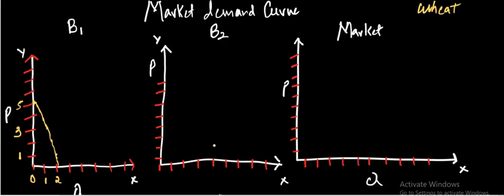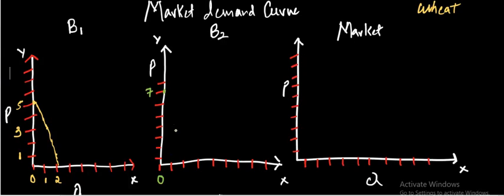On the other hand, let us assume that buyer 2 is going to buy nothing when the price is 7. 1, 2, 3, 4, 5, 6, and 7. So the 7 is here. So let us assume that the buyer is going to buy nothing when the price is 7. So he is not going to buy anything.